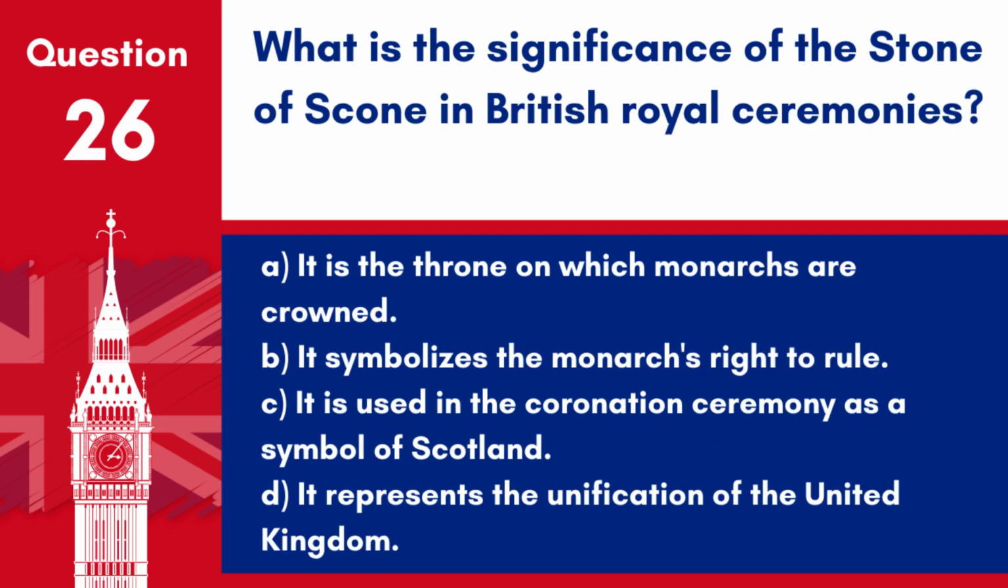Question 26. What is the significance of the Stone of Scone in British royal ceremonies? A. It is the throne on which monarchs are crowned. B. It symbolizes the monarch's right to rule. C. It is used in the coronation ceremony as a symbol of Scotland. D. It represents the unification of the United Kingdom. Answer: C. It is used in the coronation ceremony as a symbol of Scotland. The Stone of Scone, also known as the Stone of Destiny, has historical significance in the coronation ceremonies of British monarchs as a symbol of Scotland.